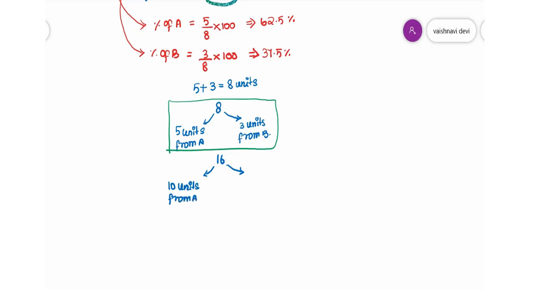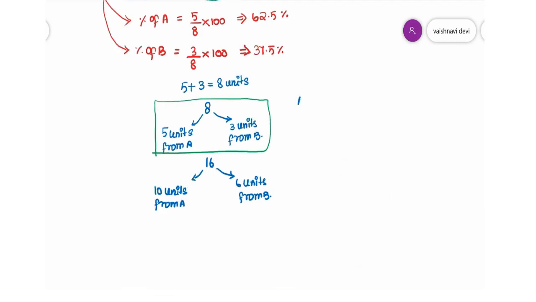So what do you finalize from this? With the ratio you can find the proportion of A, that is the quantity of A to the overall quantity, and the percentage of A in the mixture. And the final thing is that these ratios are multiples. So here A is nothing but multiples of 5 and B is multiples of 3.